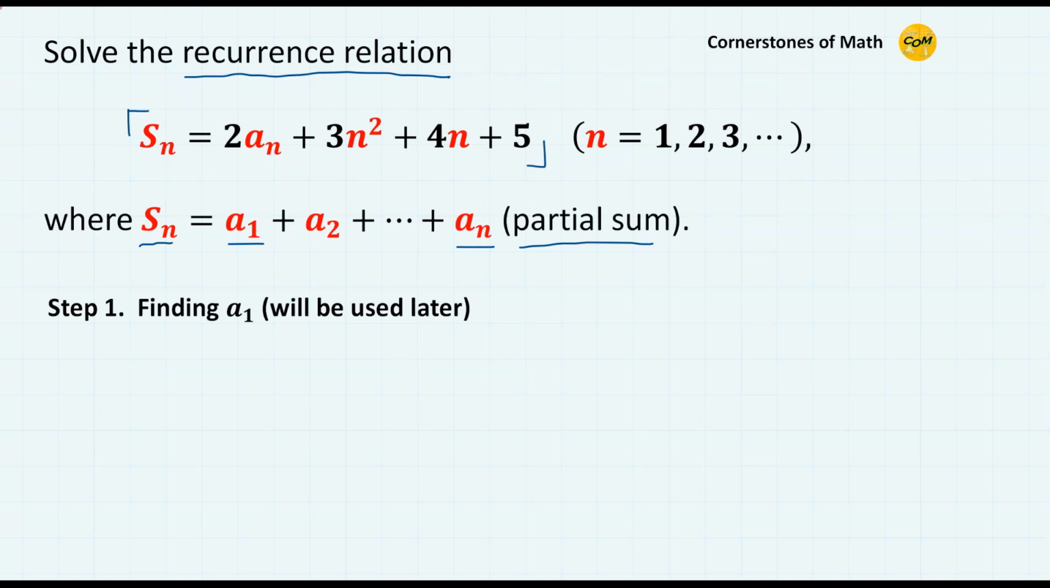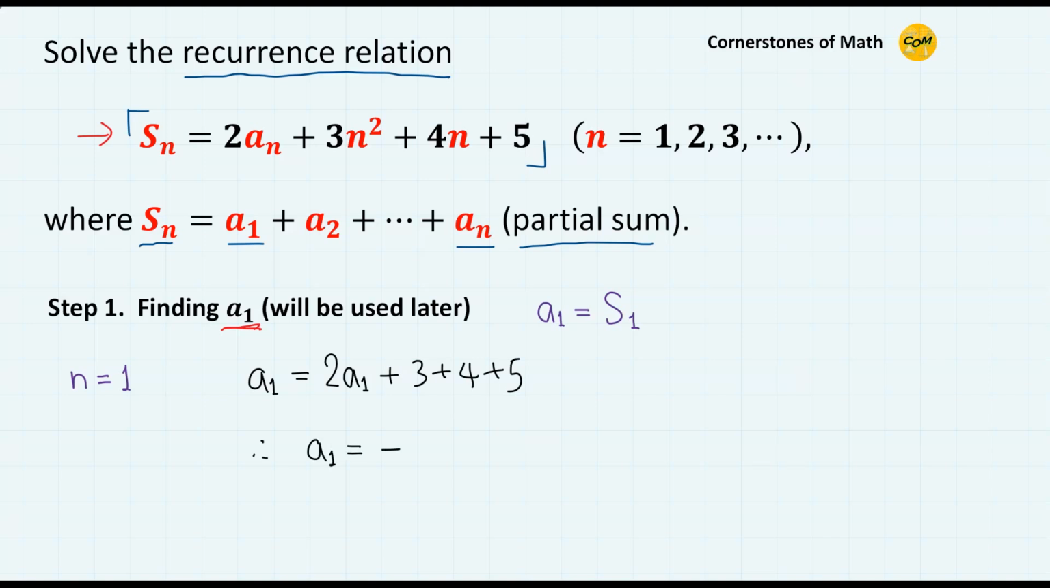First things first, let us find the value of the first term a_1 since it will be used later. We can use the recurrence relation to find a_1 since a_1 is equal to S_1. So by letting n equals 1, we obtain a_1 equals 2a_1 plus 3 plus 4 plus 5, which gives a_1 equals negative 12.